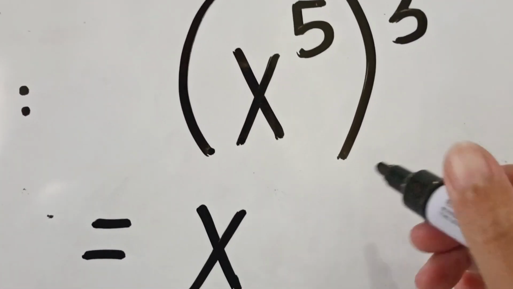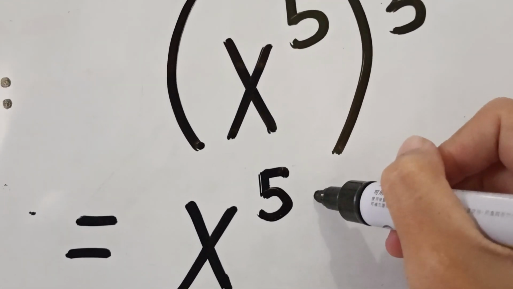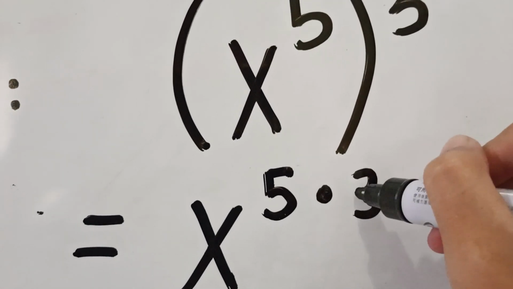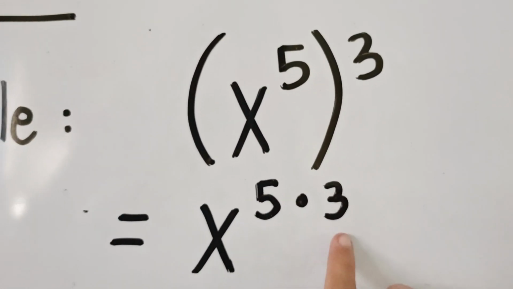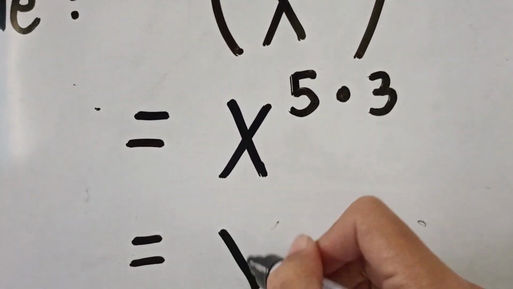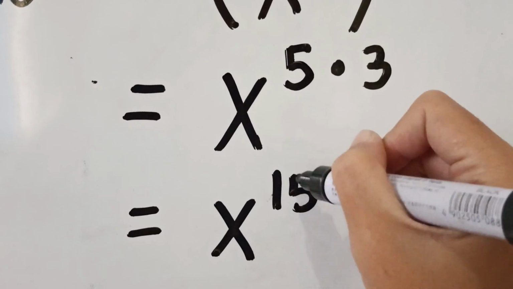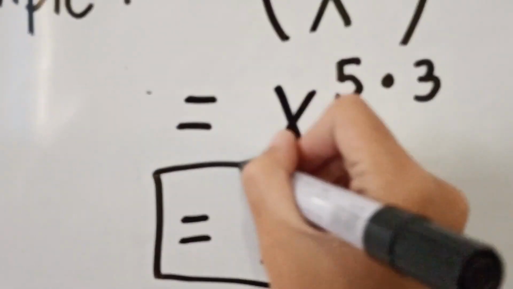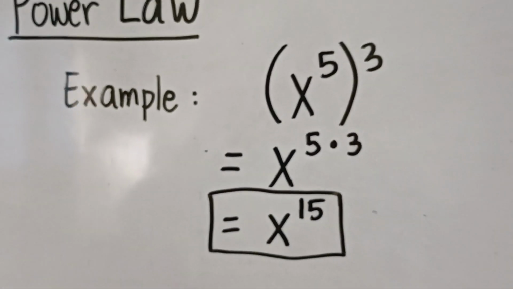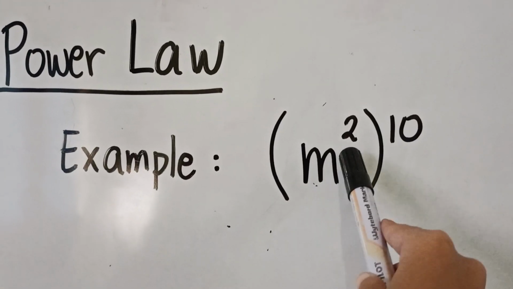First we copy the variable, which is x, then write 5 multiplied by the external exponent, which is 3. Next we write the variable again, which is x, and 5 times 3 will give us 15. So the final answer is x raised to the power of 15. That's how we do the power law.